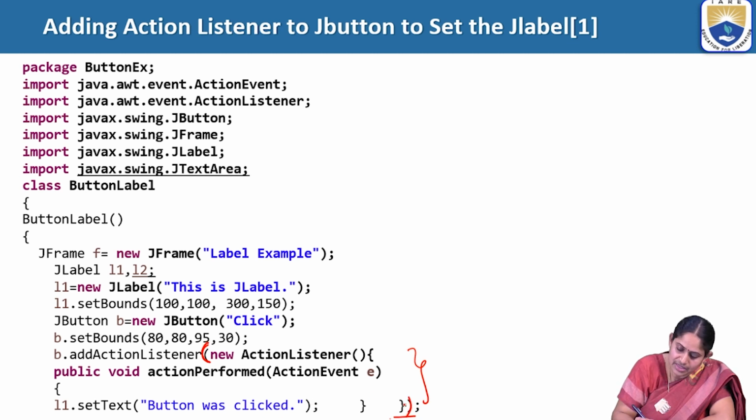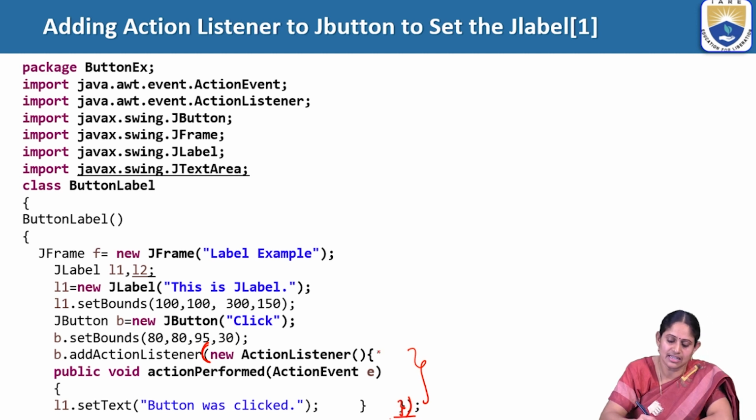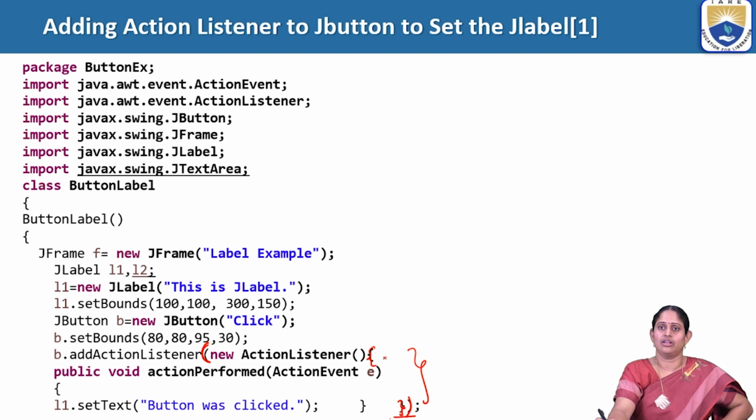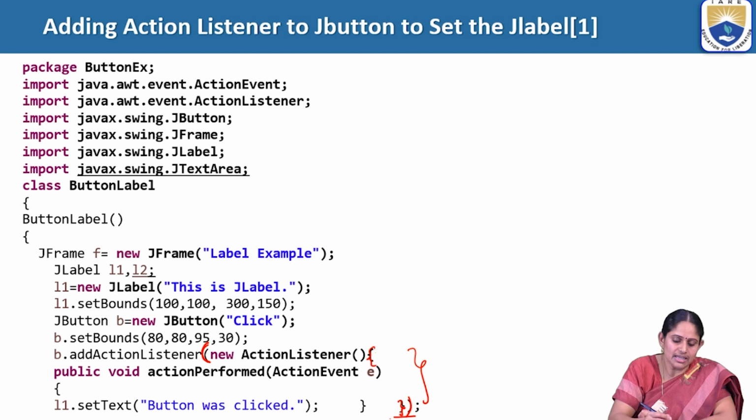We must use this bracket, which indicates the start and stop of the anonymous class. This makes the code more readable and precise. So here in our example, again we are having a frame named Label Example.